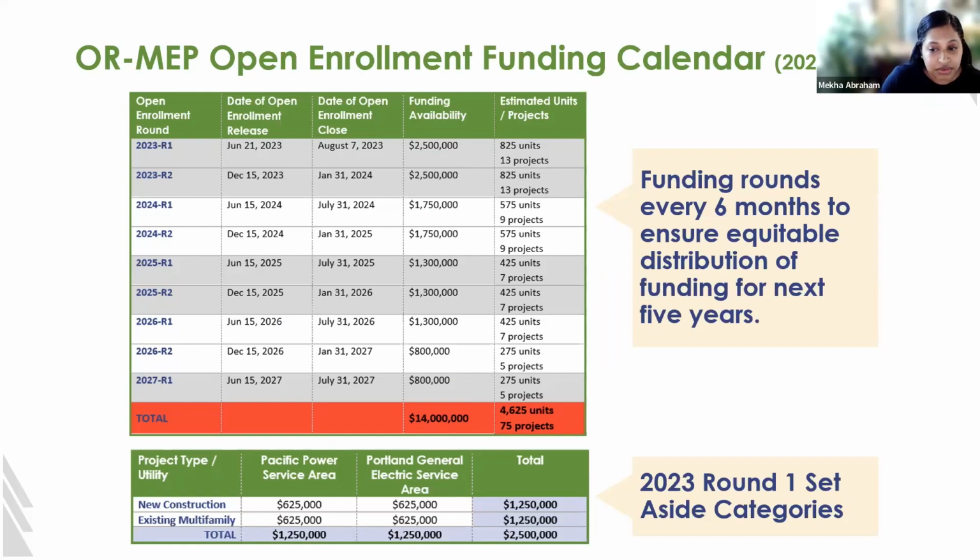And in the first round, we will have $2.5 million available, and based on historical per apartment unit incentive trends for projects, we're targeting to enroll 825 units in the first round. The second table at the bottom notes the set-aside categories for round 1 for that $2.5 million, with an equal split among Pacific Power and Portland General Electric projects, and then another equal split among new construction and existing multifamily properties.